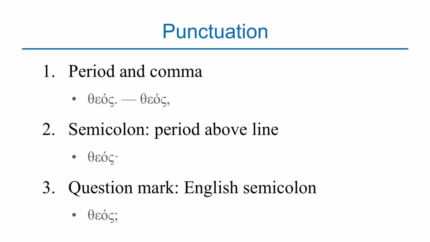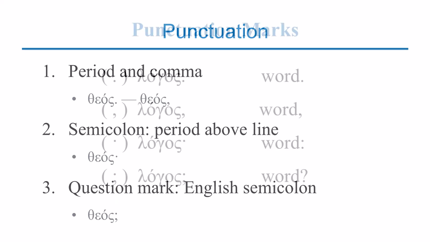So again, there are similarities between Greek and English because only two things are different. For example, a comma in Greek is the same as a comma in English. A period in Greek is the same as a period in English. But the difference comes in when you look at the semicolon. In Greek, a semicolon is a period above the line in English. So let me say it this way. A period above the line in English is a semicolon in Greek. So if you want to present a semicolon in Greek, you use the English period above the line. And if you want to present a question mark in Greek, you use the English semicolon. So the semicolon for English is a question mark in Greek.